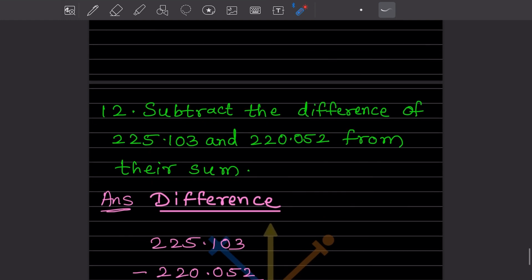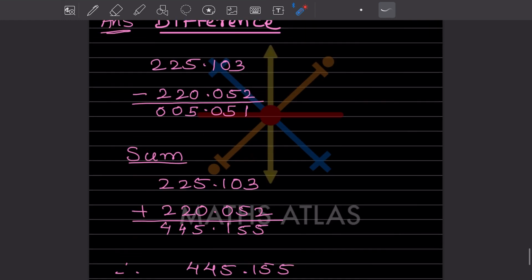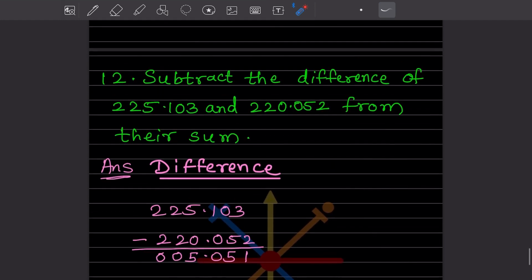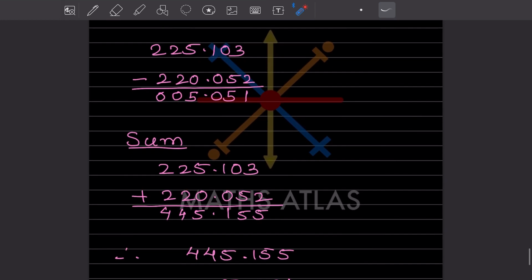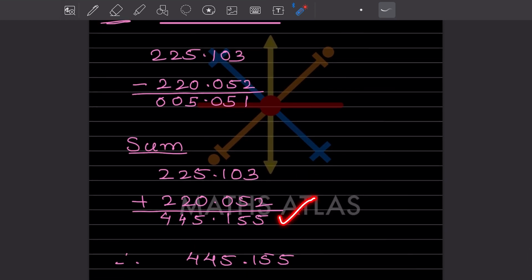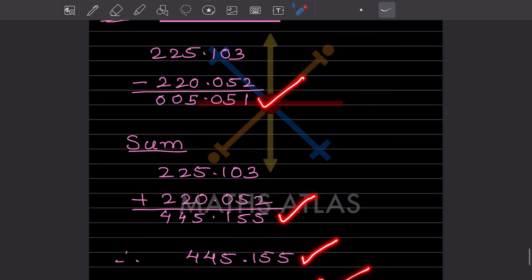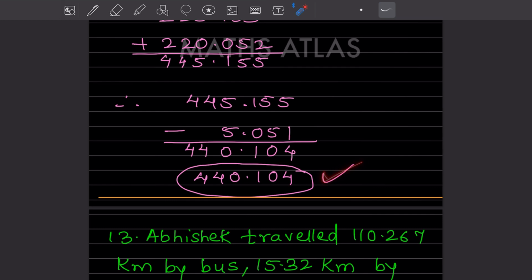They said subtract, so what are we going to do? From their sum, means the sum should be at the start. The sum we got is 445, so it should be at the top. And from that, you are going to subtract this number. So you get this one.